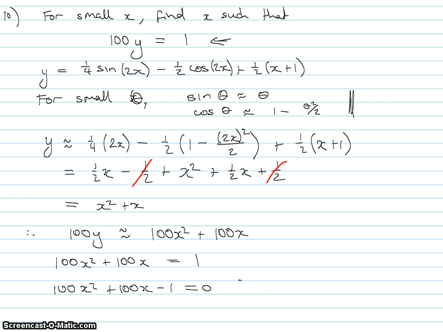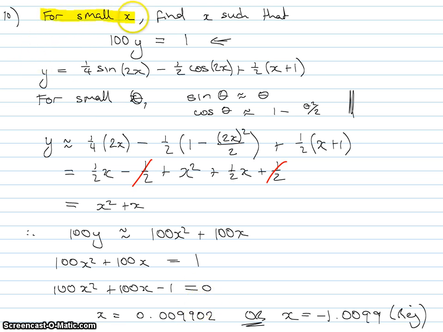So you can plug this into your graphing calculator and it will give you an answer. The answer it will tell you is that x is equal to 0.009902 or x is equal to negative 1.0099. Which one should we choose? Well, this one we should reject. But it's not because it's negative. That's just a coincidence. We're rejecting this one because we needed x to be small. Remember? This is only valid for small x. So we choose the one that satisfies the condition when x is small. So this is our answer here. And now we are done.